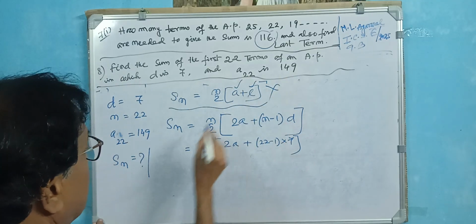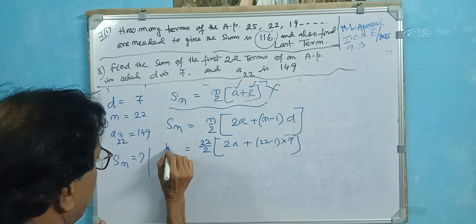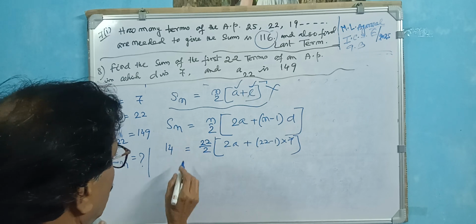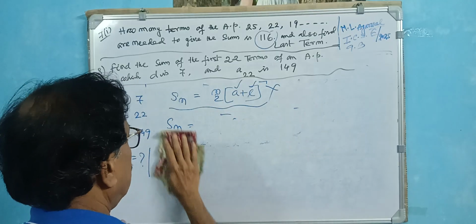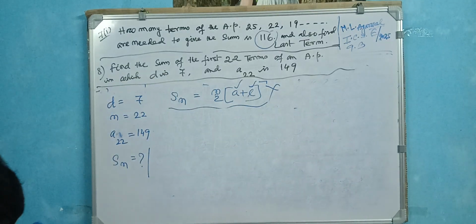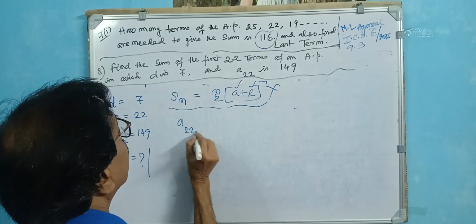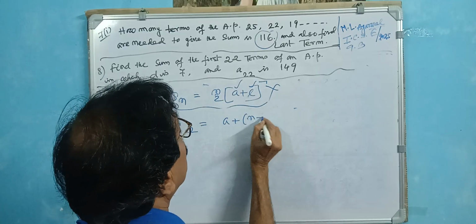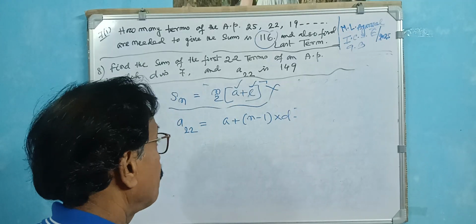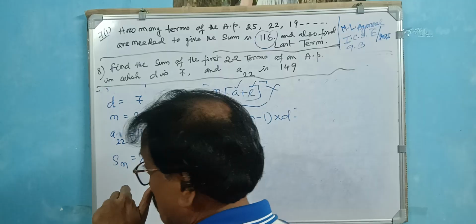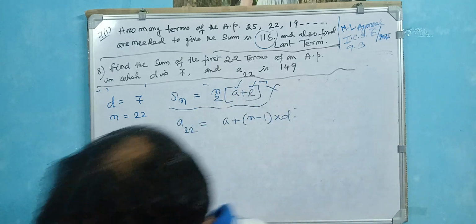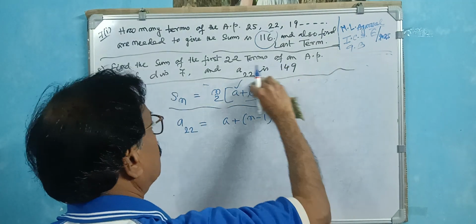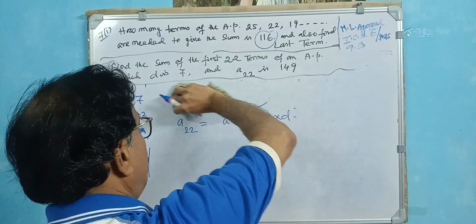And a22, that is 149. No, this is the wrong formula. First you use this. First you find a22, that is a plus (n minus 1) into d. This formula you apply first. You know the value of a22, and from there you get a. The other formula is not applicable because you don't know the value of a.